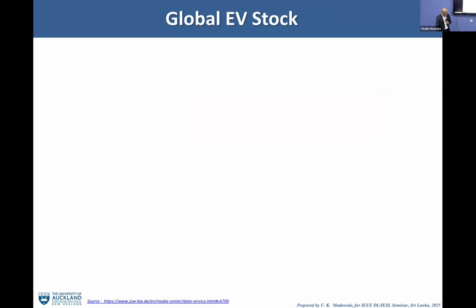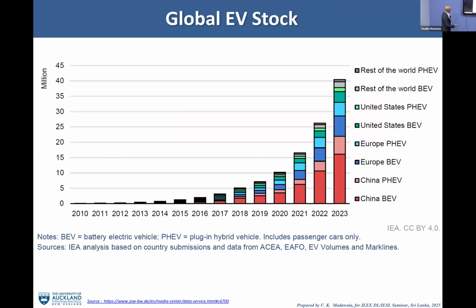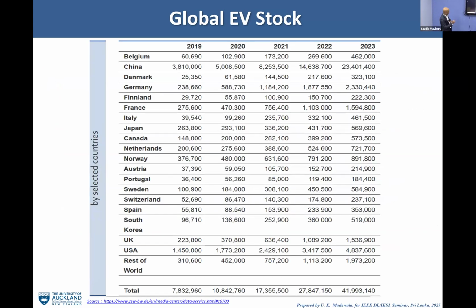The stock. If you look at that, you can see from 2010 to 2023 the exponential growth. And if you take 2022 and 2023, you can see a 15 million jump in EV stock. Huge jump. Now, if you go to the global EV stock by country, of course China is leading, and here you can see how it is progressing, 3.8 million to 23 million. So from 2022 to 2023 alone, that's close to a 10 million jump.